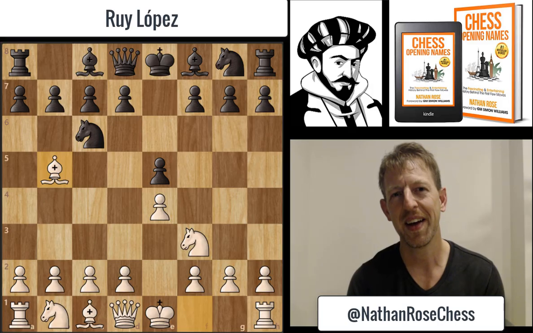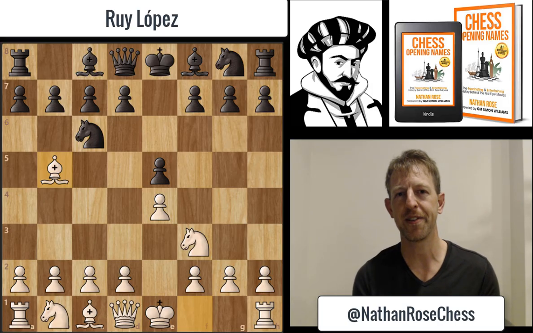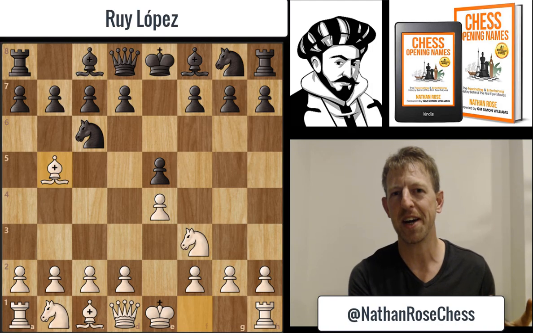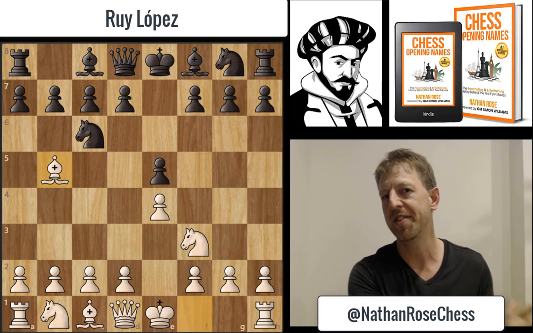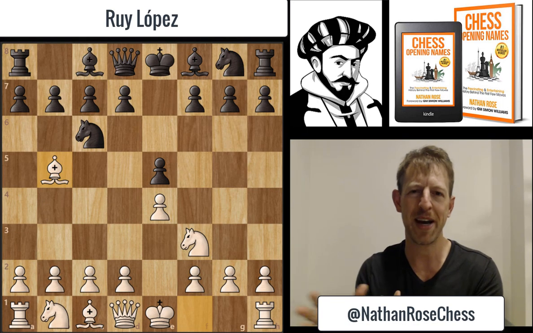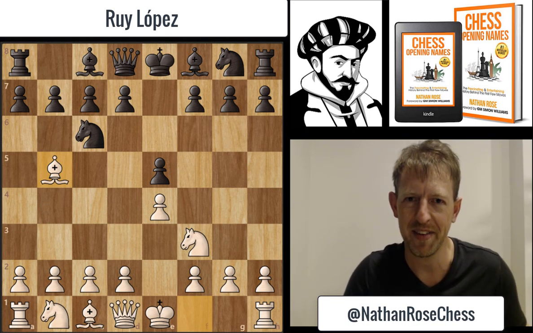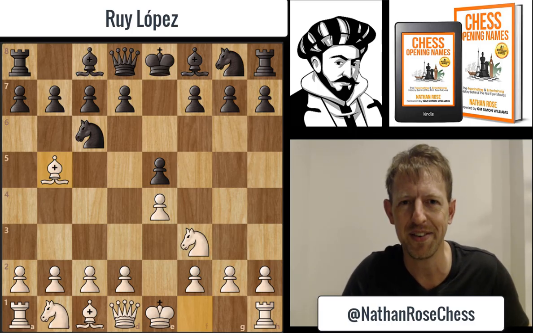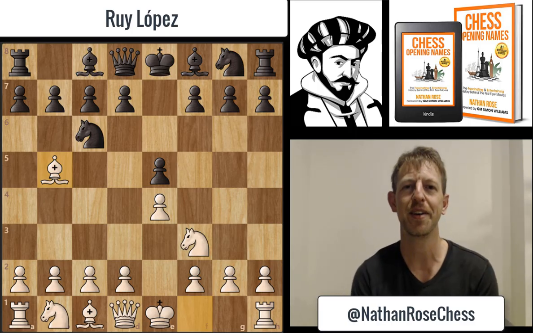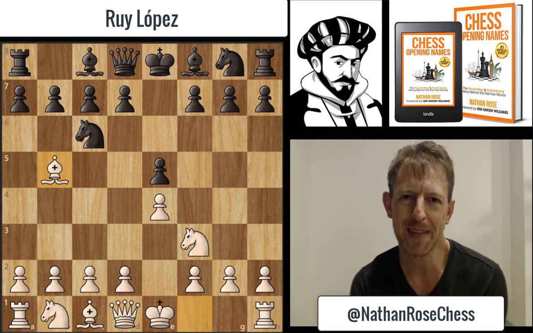And this is seen as a moment in chess history where the balance of power in chess shifted from the Iberian Peninsula, so Spain and Portugal, and it shifted to Italy, where it remained for some decades after that. So that's the Ruy López. Now you know why it has its name, and you know some more interesting information about Ruy López the man.